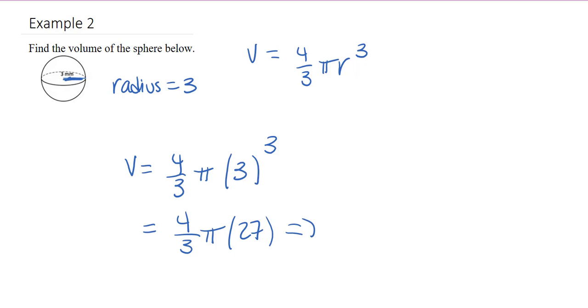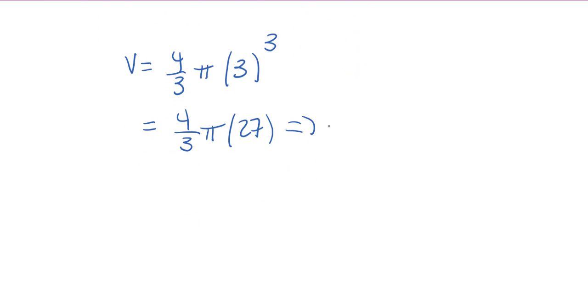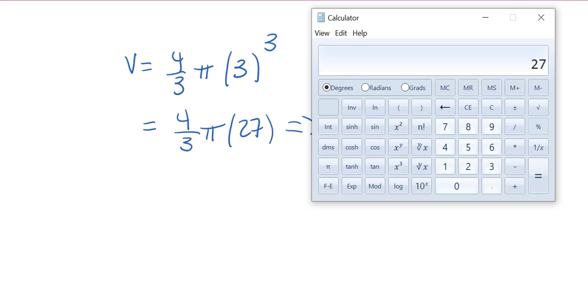So what does this really look like? What we're saying is we have 4 times pi times 27, and then we're going to divide that by 3. So let's take 27 times this pi instead of doing 3.14. Either one works, I'm just showing you both ways in this video. Times 4. And then we just need to divide it by 3.